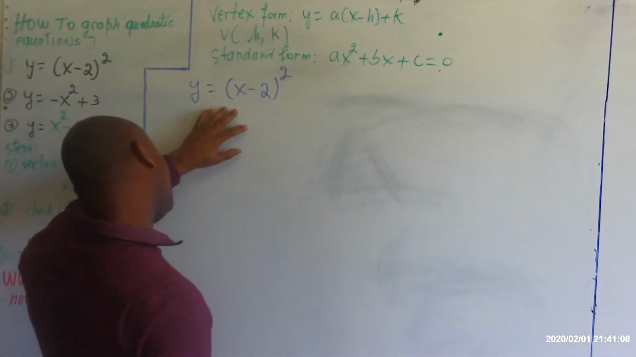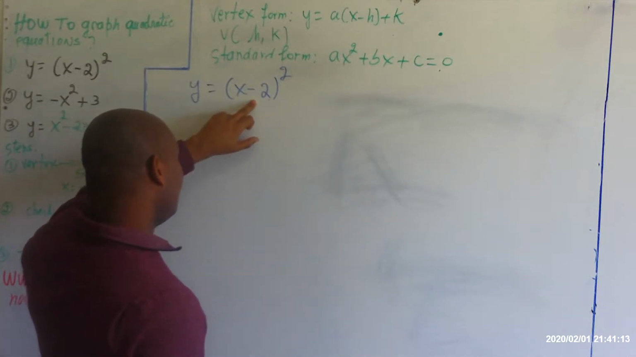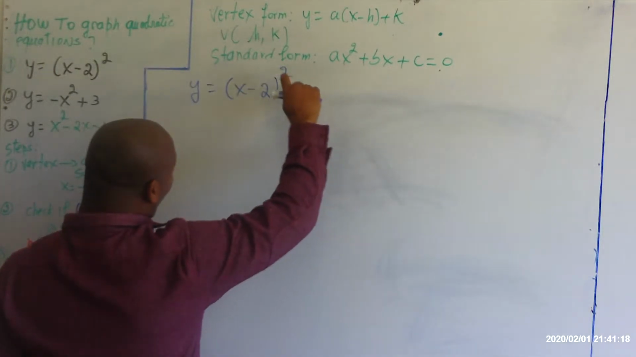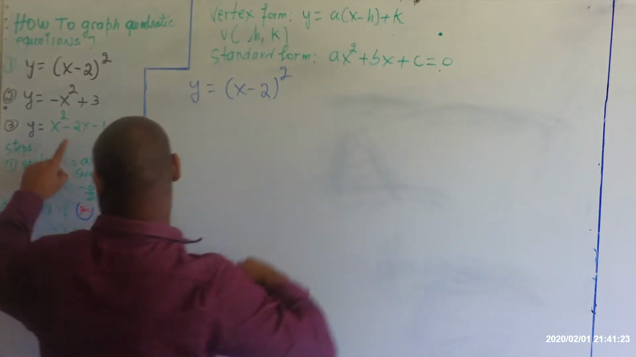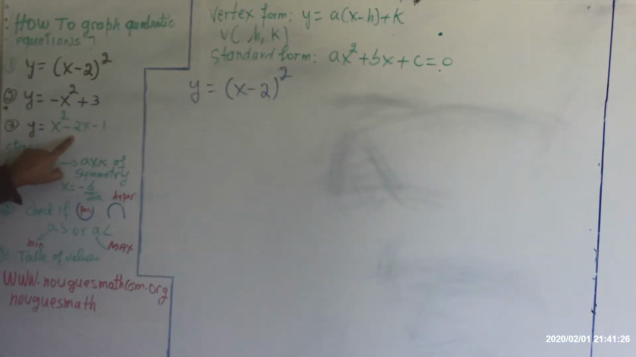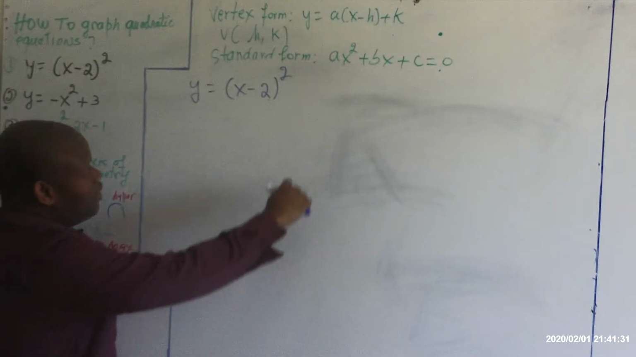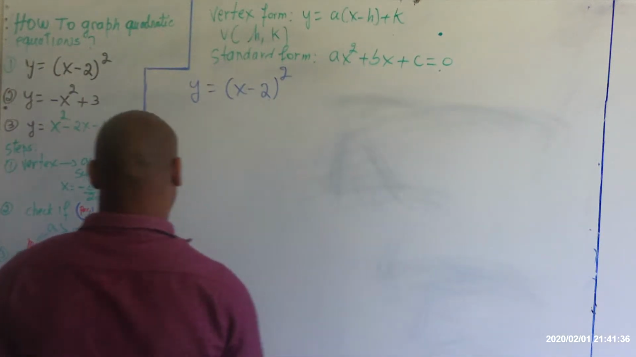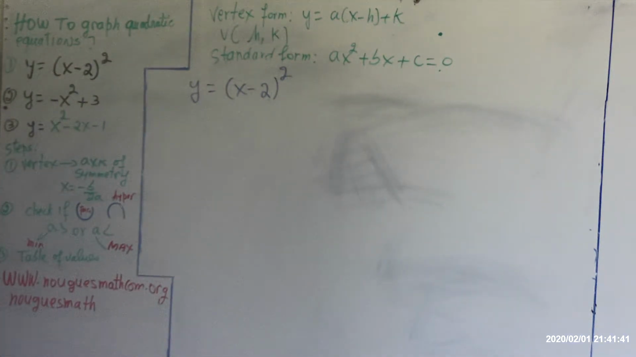If you have an equation with, for example, x minus 2 inside, that's the vertex form. x minus 2 squared comes in the vertex form. If you have something like x squared minus 2x minus 1, that is standard form, because standard form is ax squared plus bx plus c equals 0. So we're going to graph the first equation to show you how to graph a quadratic equation.